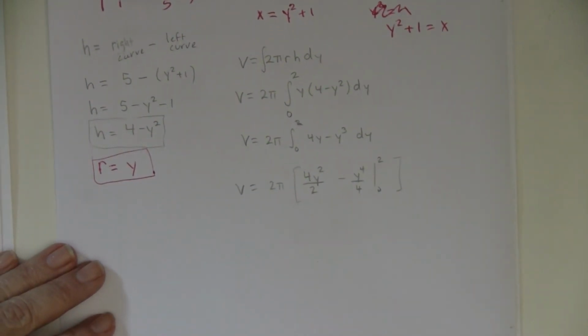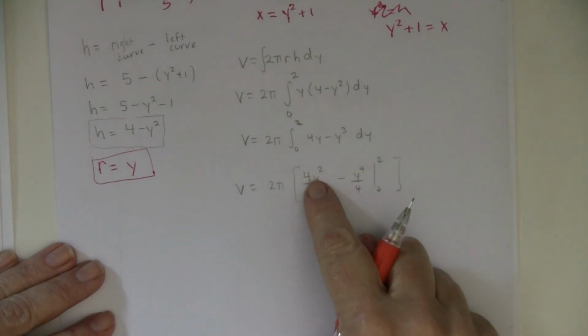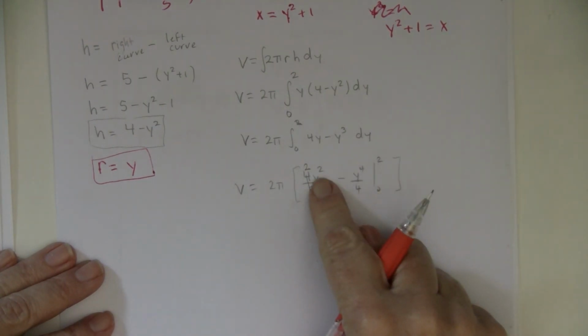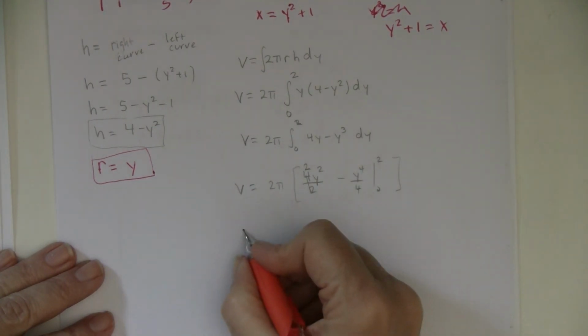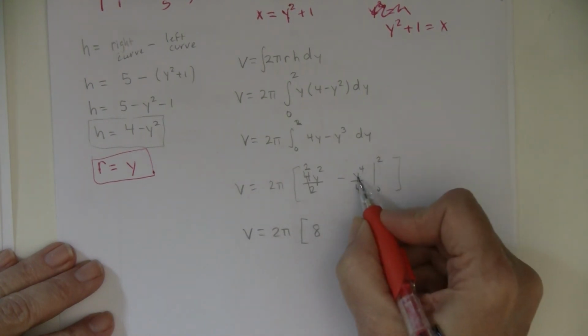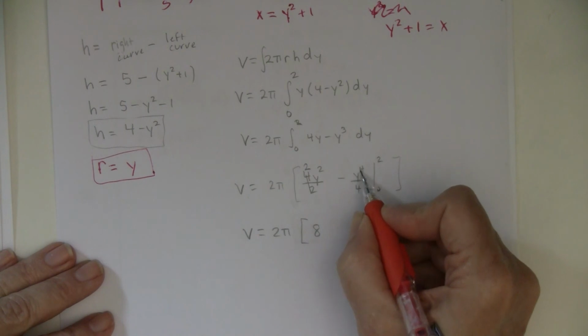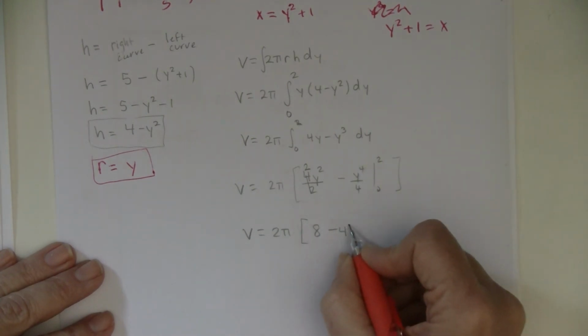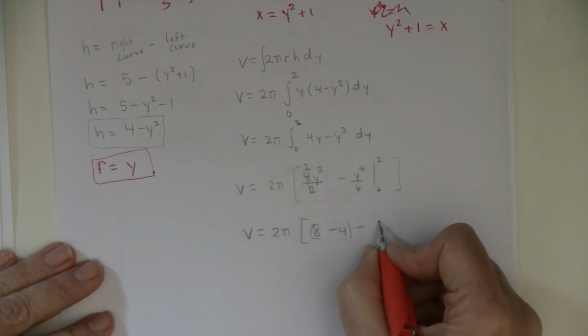And let's see, when we put in 2, well, this can cancel and give me 2. So when I put in 2, that's 8. And then 2 raised to the fourth is 16, and 16 divided by 4 is 4. So this is minus 4 in there. And then minus 0. So when we plug in 0, we do get 0.